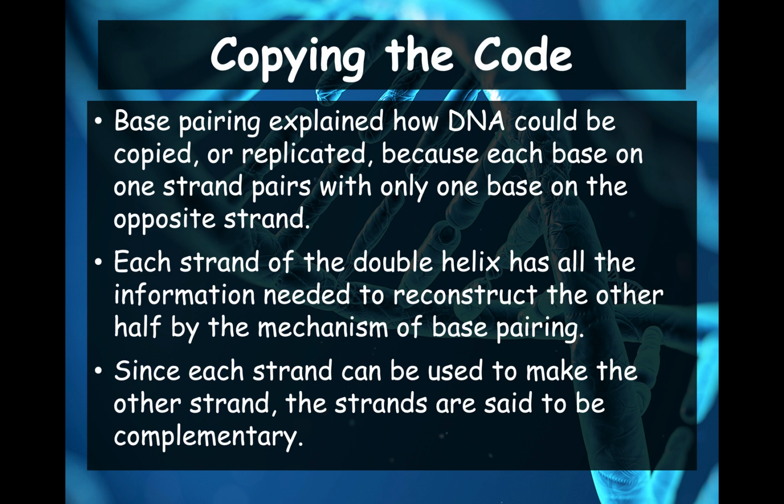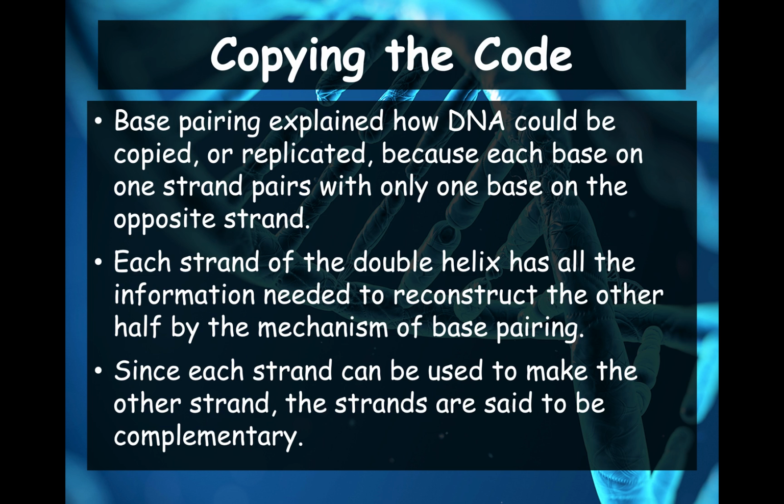So, copying the code. Base pairing explained how DNA could be copied. Base pairing again was the A with the T. Remember, adenine always bonds with thymine. Cytosine always bonds with guanine. That's Chargaff's rule. So base pairing explained how DNA could be copied or replicated because each base on one strand pairs with only one base on the opposite strand.